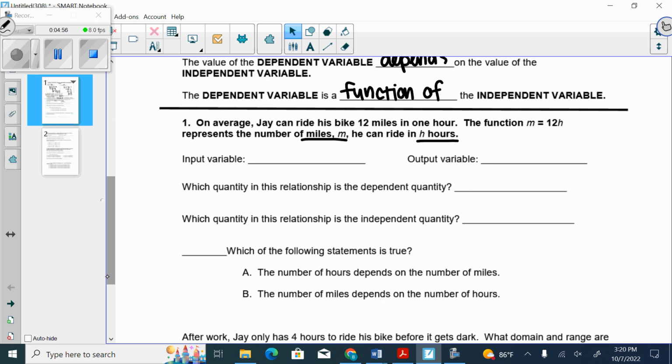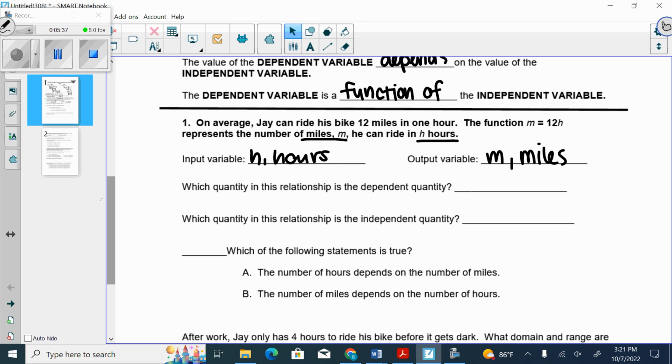So does how long you can ride your bike depend on how many hours you have? Or would the hours depend on how many miles you go? What do we think? The first or the second one? The first, right? Time doesn't stop or go for anybody, right? Time is what it is. So your time is typically always, if it's in the scenario, going to be your independent, okay? So our input or our independent is h, the hours. All right, output. That means my output must be the other, which was the m, miles.